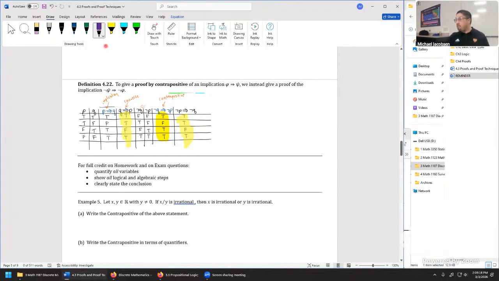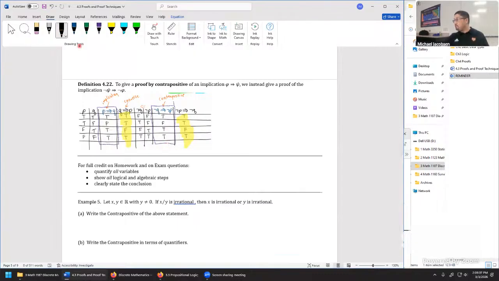The implication, P implies Q. Let's just undo that. And the contrapositive, not Q implies not P. We check those truth tables, truth values again. We notice they match up. True to true, false to false, true and true to true and true.